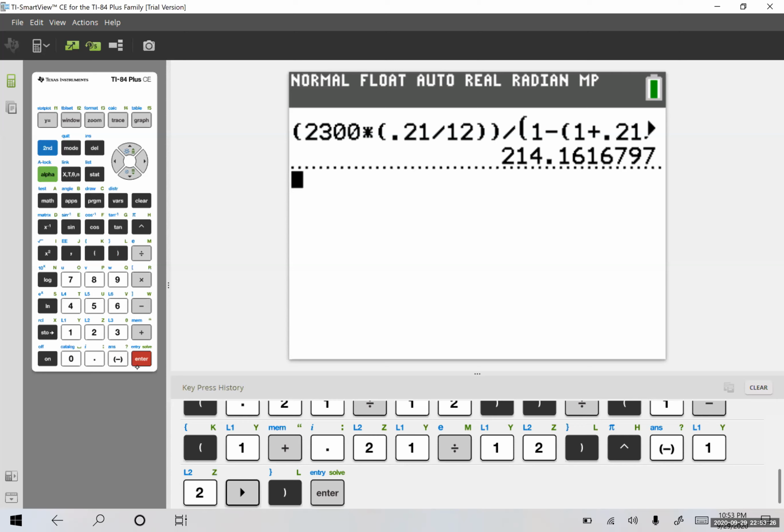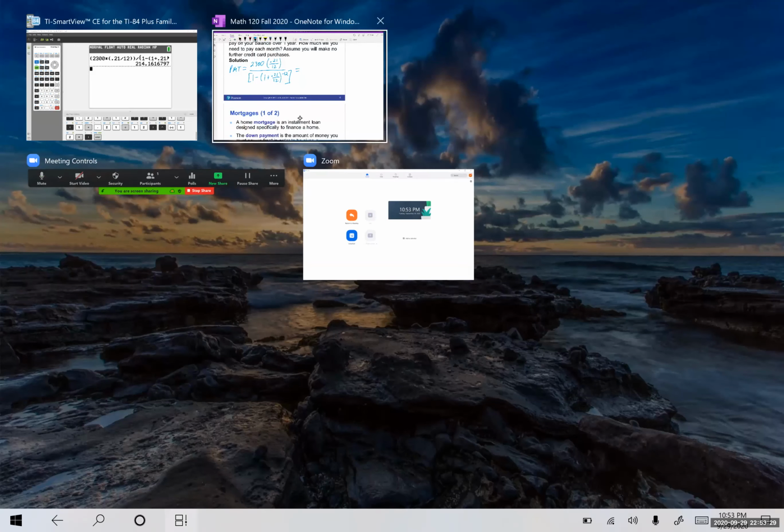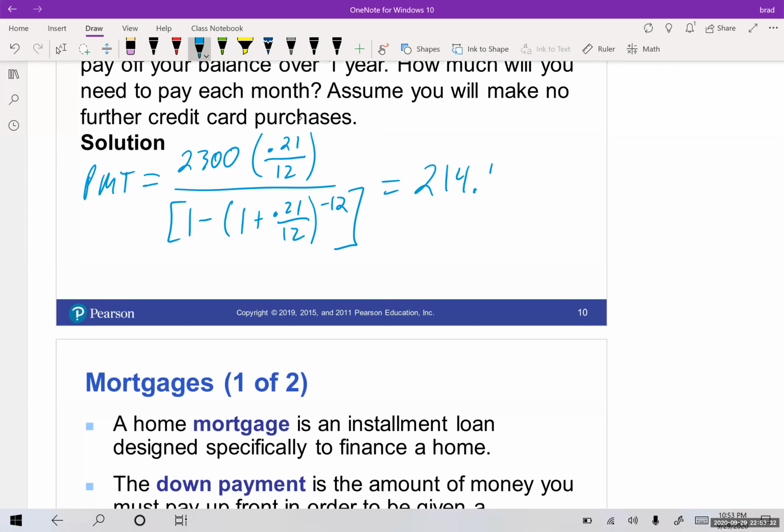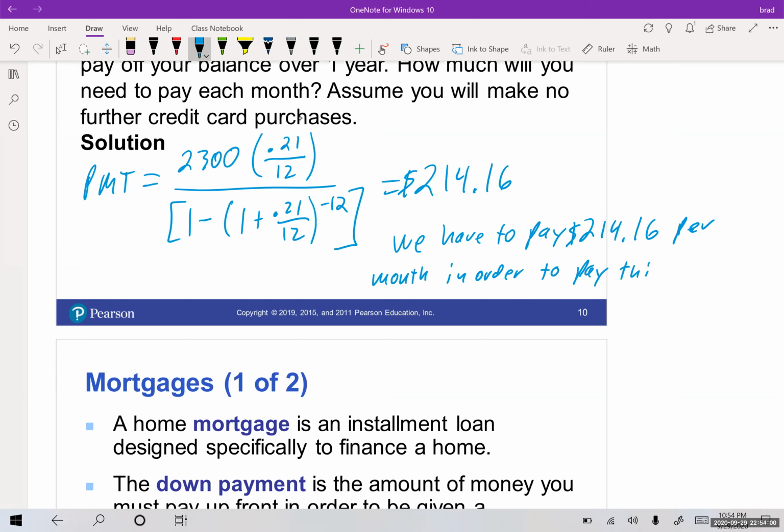And I get $214.16 if I round off. And normally when you're dealing with money, you round to 2 decimal places. So that means we have to pay $214.16 per month in order to pay this card off in a year, right?